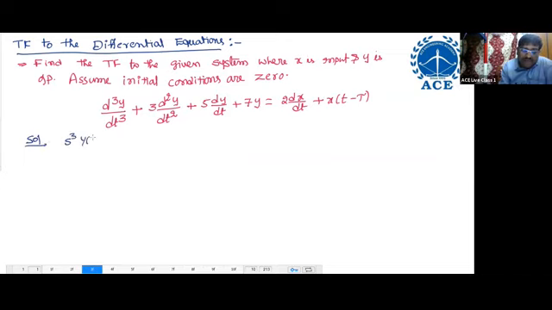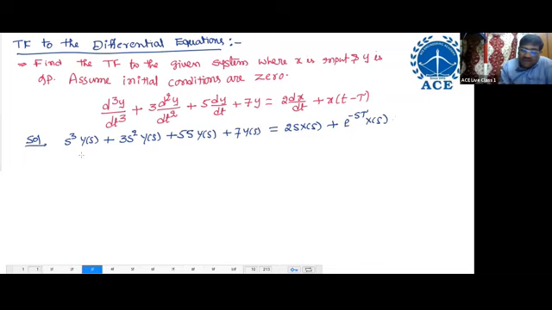S cube y of s, 3s square y of s, 5s y of s, 7y of s equal to 2s x of s plus Laplace of x of t minus tau is what? E power minus s tau x of s. All initial conditions are 0 na.